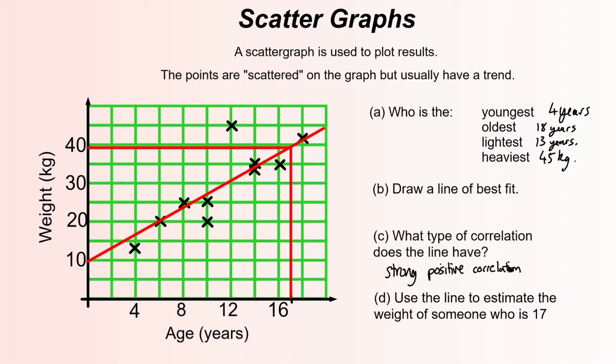Okay, so here, if they're 17 years old, we're looking at around about, I would say just below 40, so maybe 39, possibly 40, depending on looking at the scale, but we'll say 39 here.